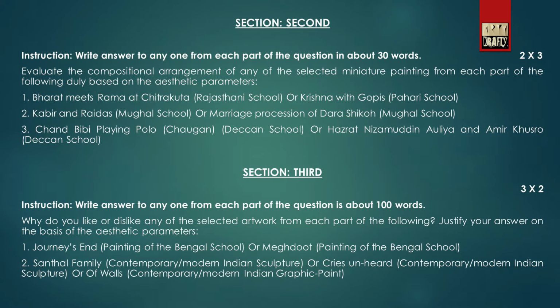Section second comprises 3 questions and you have to answer any one from each part of the 3 questions in 30 words. Each question carries 2 marks. There are 2 questions in section third and you have to answer any one from each part of the 2 questions in 100 words. Each question carries 3 marks.